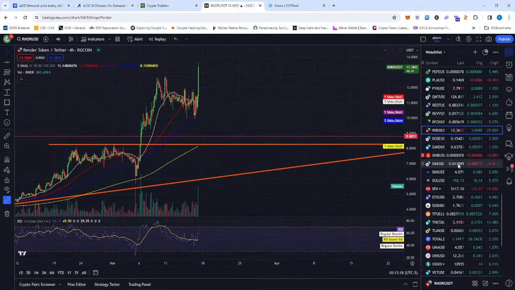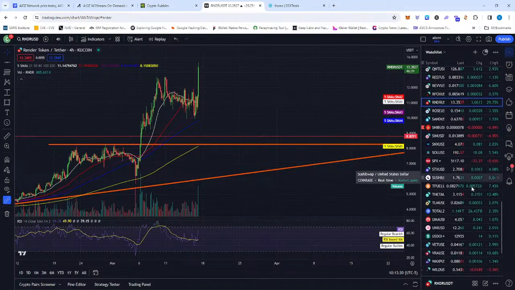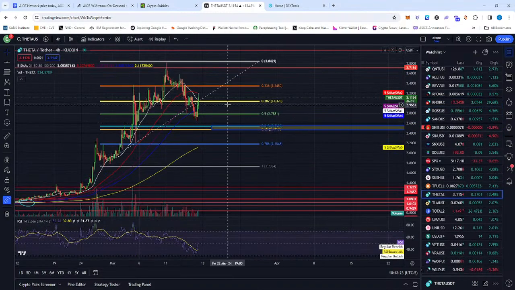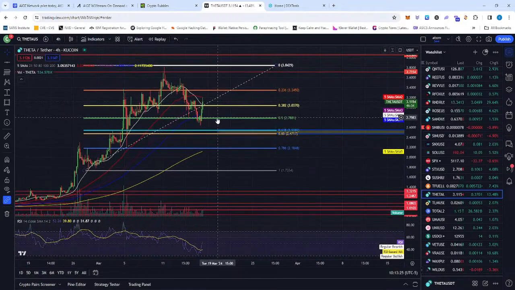Let's see. That was Render. We already talked about Render. And look at Theta. Theta came down to a retracement level and it's bouncing. It's starting to run up, but it needs to put in a higher high. If Theta can put in a higher high here, it'll be in good shape.